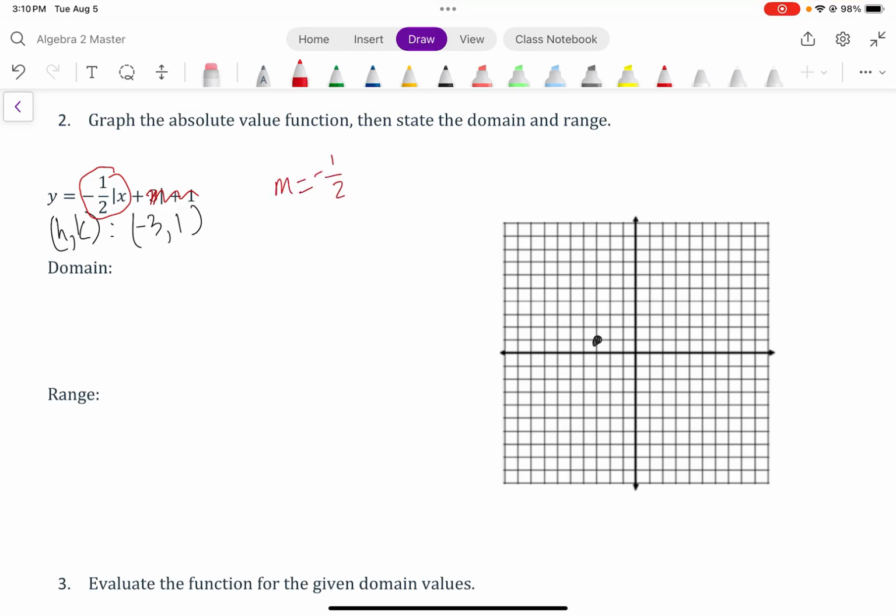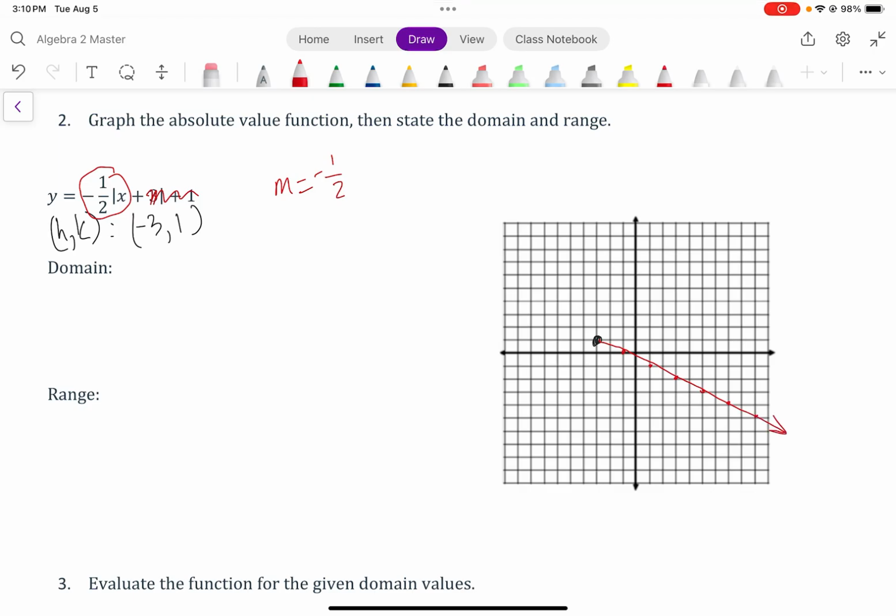So from my vertex, I go down 1, right 2. And I can do that as many times as I feel comfortable. And I usually like to go as far away as I possibly can. And that was when x is getting bigger. I always go to the right first.